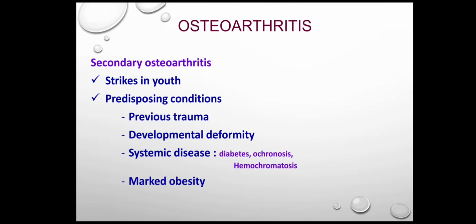Now 5% of the cases can be due to secondary osteoarthritis. Secondary osteoarthritis means there are some associated predisposing conditions like joint injury or previous trauma, joint deformities, maybe developmental deformities, and systemic diseases like diabetes, ochronosis, hemochromatosis, and marked obesity. All these can cause secondary osteoarthritis.